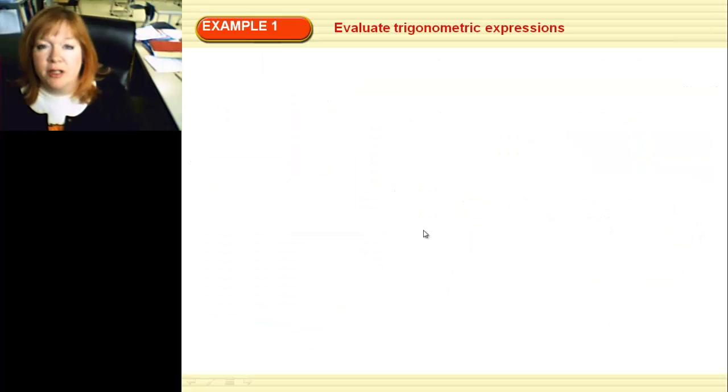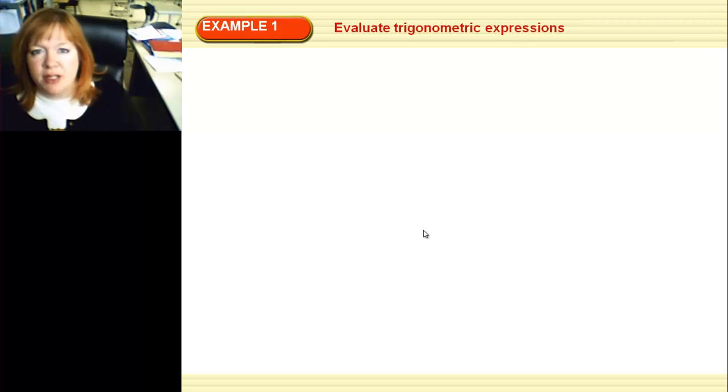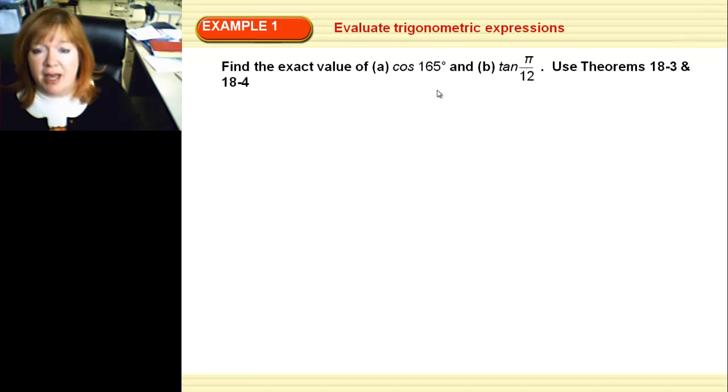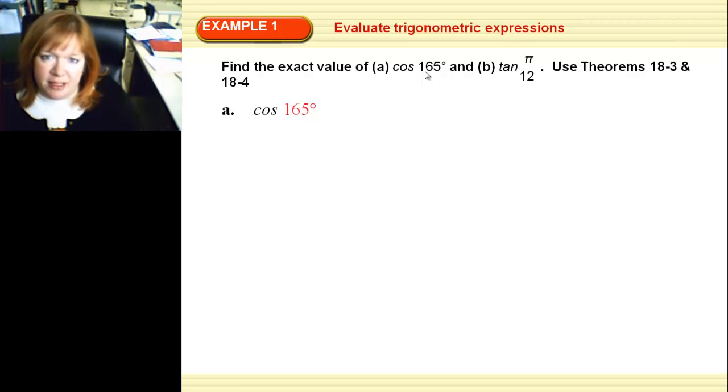Well, we're going to continue on and do a few examples like you're going to see in your classwork. Now, first example, you're evaluating a trigonometric expression, and it says here to use theorems 18, 3, and 4. What that means is they want you to use the half angle identities. When I look at this cosine of 165, we have done this problem before, but we did the sum identities where you did 30 plus 135. But I want you to use the double angle formulas and the half angle formulas.